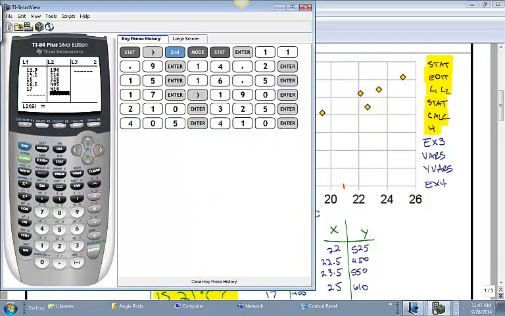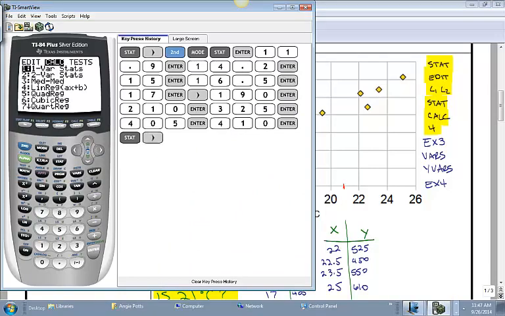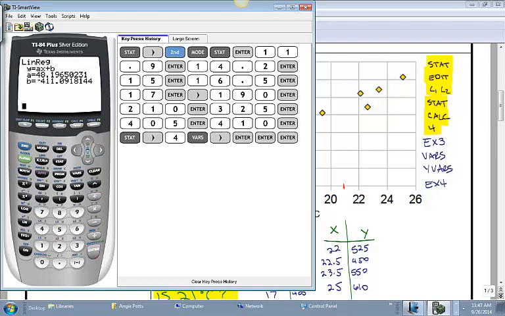So straight from the screen, stat, now arrow over to calc. Hit the number 4. You'll see right in the middle it says LinReg, that's linear regression. Now on my calculator, I'm going to hit vars, Y-vars, enter, enter, enter to make it work.